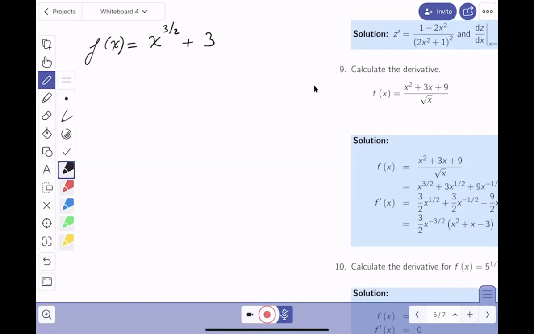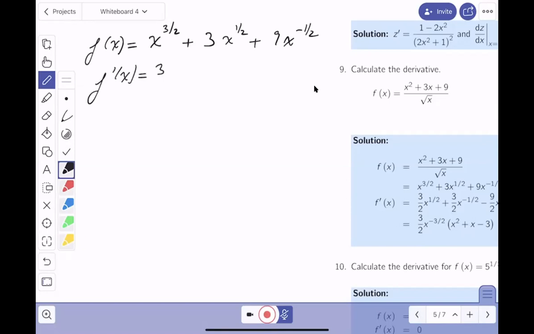This is going to be 3x to the 1/2 plus 9x to the minus 1/2. Now, what happens to a lot of students, after they do a little bit of work, they think that's the answer. That's not even their question. Their question is calculate the derivative. And I think I can do that.